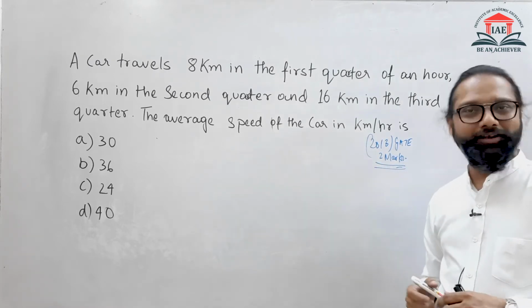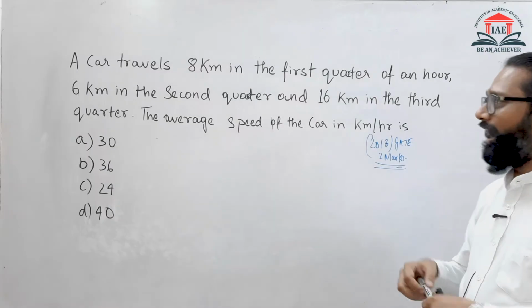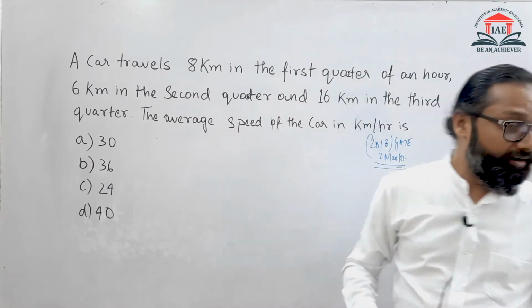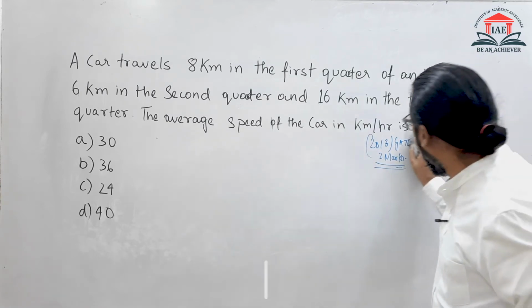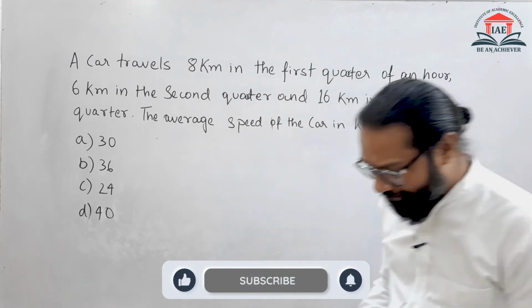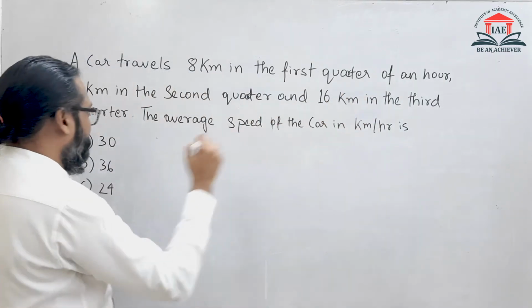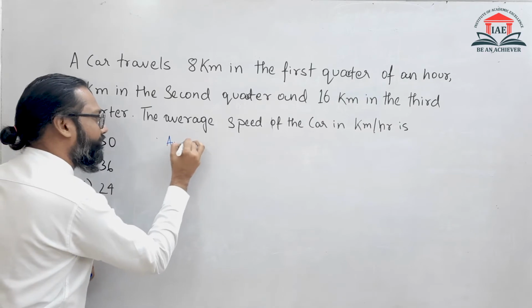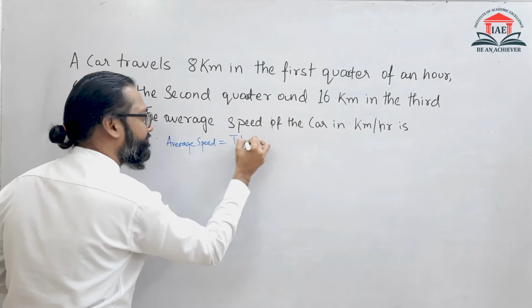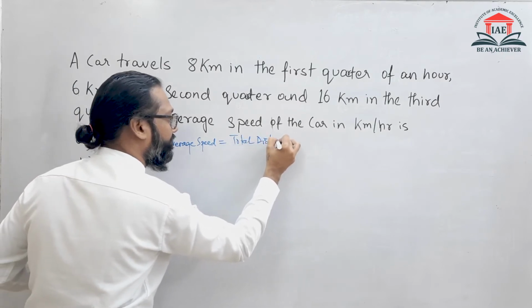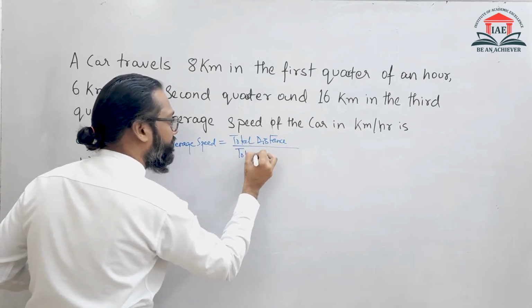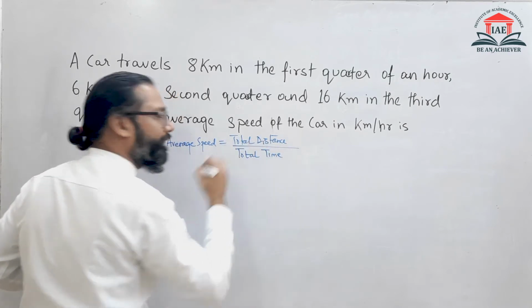Pause the video and give it a try. I hope you must have paused the video and you must have the answer by now. Now, it's a simple question on average speed. How to calculate average speed? First, the basis of average speed: average speed is total distance traveled divided by total time taken.